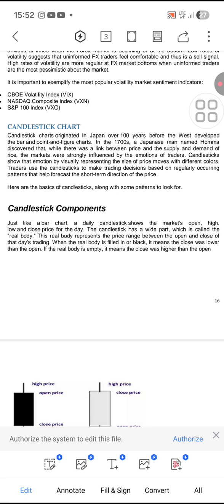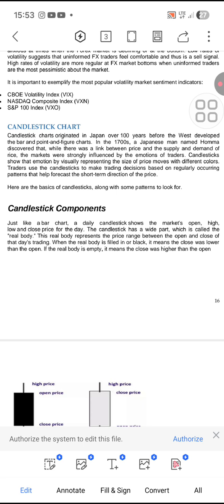So the man was a rice merchant. He realized that there is a link between the supply and demand of a commodity and the emotions of the people trading that commodity. So with that same concept, a candlestick shows the emotion of the market, if that makes any sense.